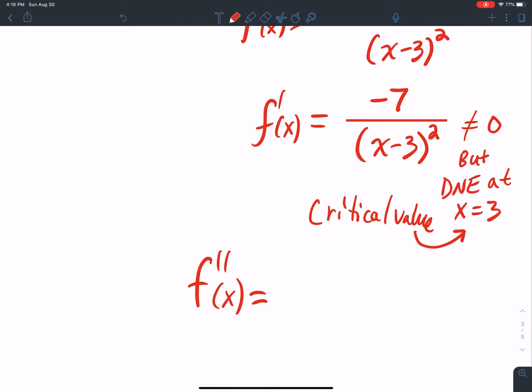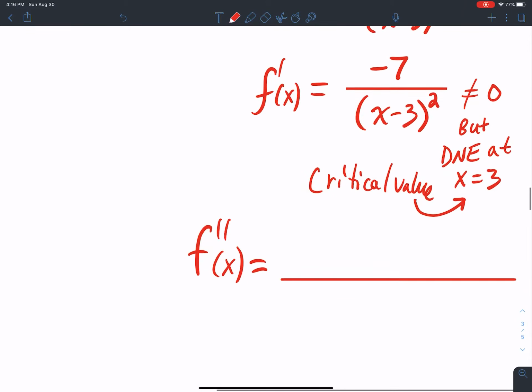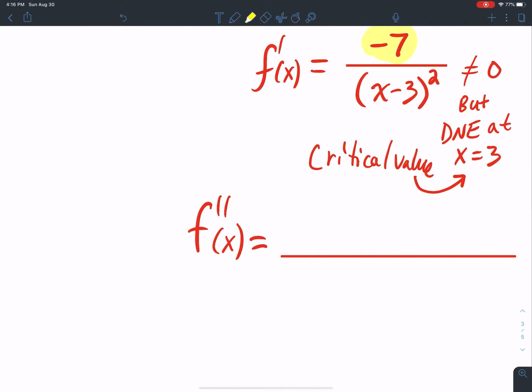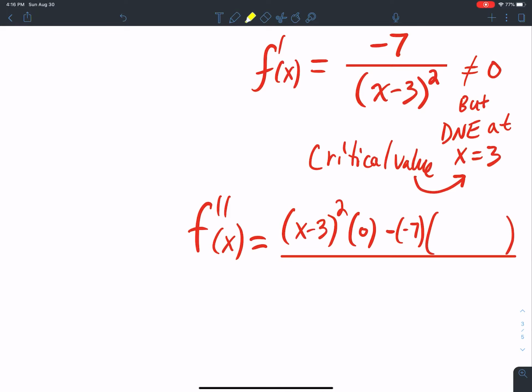Okay, what about the second derivative? What happens here? Once again, I have a rational, so I'm going to do low d high minus high d low all over low low. And so low d high, the derivative of the numerator is 0, minus high. So minus and minus makes a plus 7 here. And then d low, I'm going to have to use the chain rule since it's something raised to the 2. So I'm going to bring the 2 out front, subtract 1 from the exponent, and then multiply by the derivative of the inside. The derivative of the inside is 1.